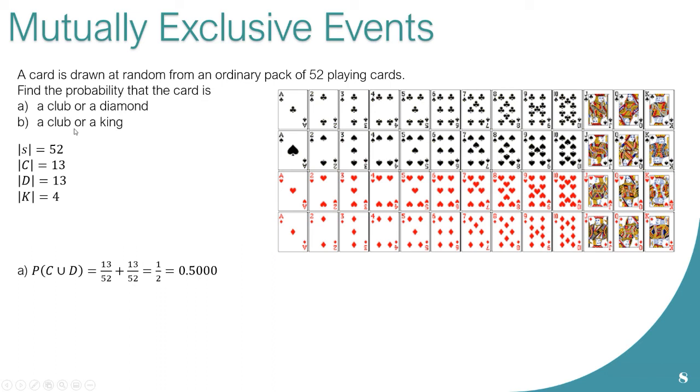How about getting a club or a king? Well, that's this here. It's the probability of getting a club plus the probability of getting a king minus the probability of getting a card that's both a club and a king. Notice there's one of them, and that's the king of clubs. See there? This card. Okay, so that gives us then 4 of 13, that's 0.3077. So it is important that you be able to realize from the context given to you how to approach answering these questions.